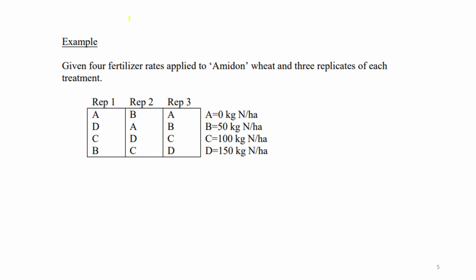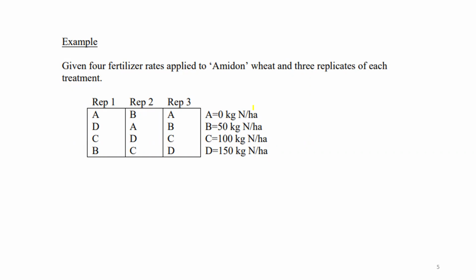So this is an example. What can you identify by seeing this one? It is about four fertilizer rates applied for wheat, and 3 replications of each treatment. So what they have done, they have cultivated wheat, then they have used fertilizer. Now they are going to test the effect of fertilizer. That's their objective in this treatment. They are going to test what is the most effective fertilizer rate for wheat.